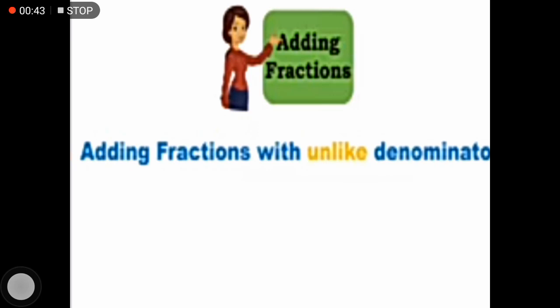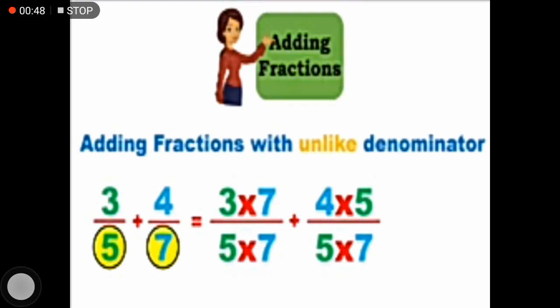Now coming to the addition of fractions with unlike denominators, it means the denominators are different, so the fractions are unlike. Now how are we going to solve it? 3 over 5 plus 4 over 7. As you can see, 5 and 7, both the denominators are different. So first of all, we will make the fractions like fractions. How will we do this?